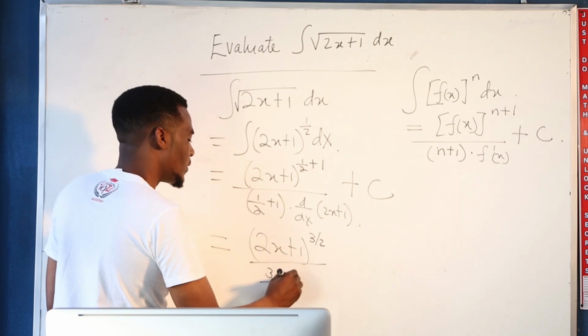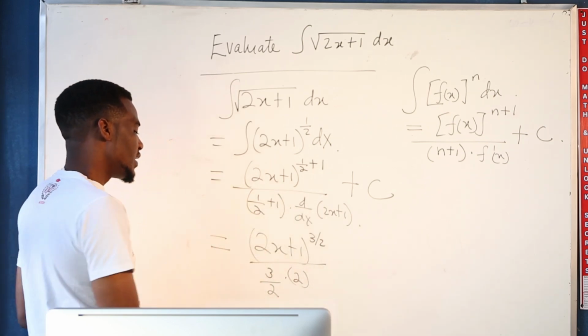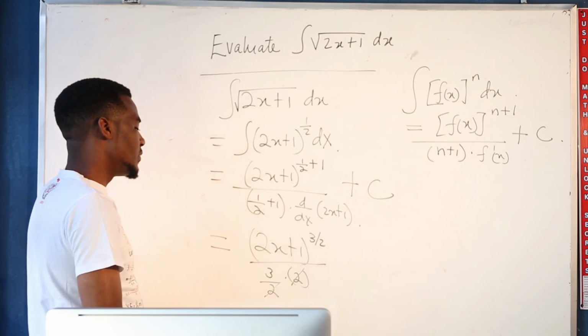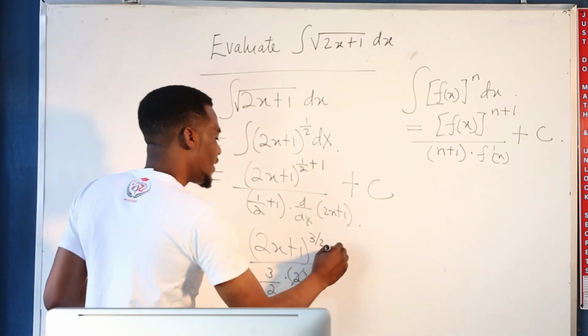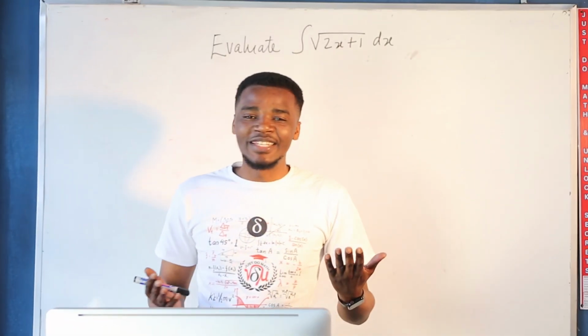Derivative of 2x plus 1, we are going to get 2. So quite interesting, this 2 and this 2 cancel out. So our final answer, that was quite interesting. Awesome.